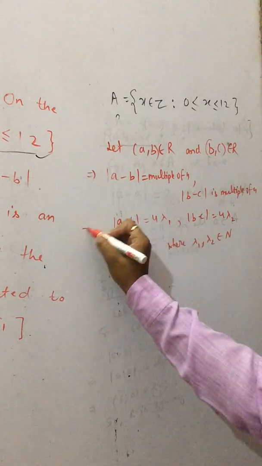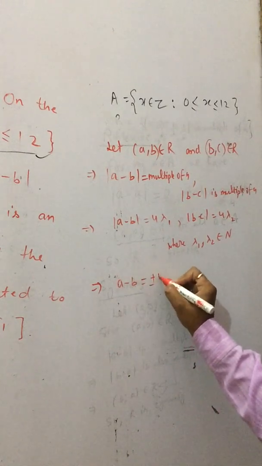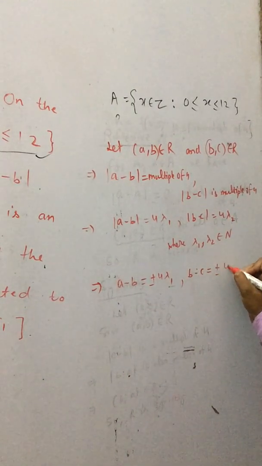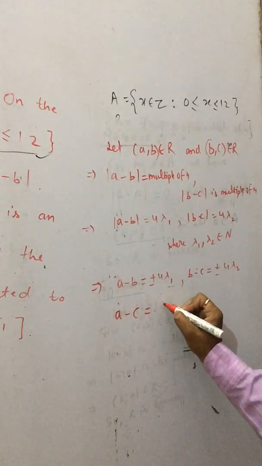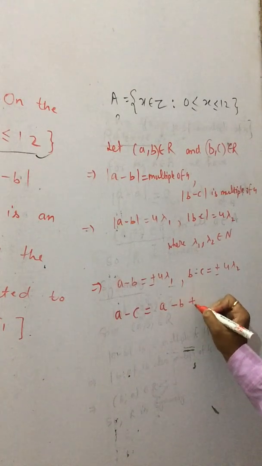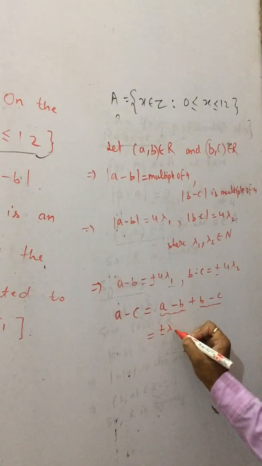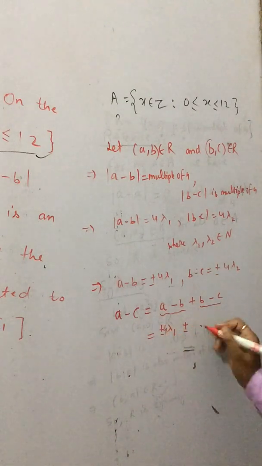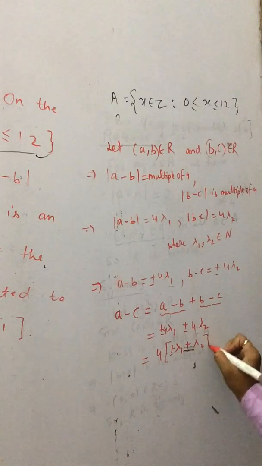Since you know that |A minus B| is 4 lambda 1, A minus B without modulus would be plus or minus 4 lambda 1, and B minus C would be plus or minus 4 lambda 2. Because you need to find the value of A minus C, how would you approach this? You need to manipulate this by introducing minus B and plus B here. This is A minus B and B minus C. The value of A minus B is plus or minus 4 lambda 1, and B minus C is plus or minus 4 lambda 2. If you take 4 common, it would be 4 times plus or minus lambda 1 plus or minus lambda 2.